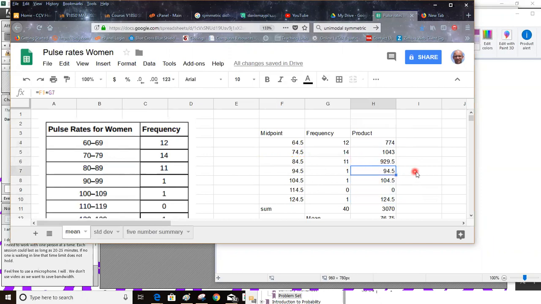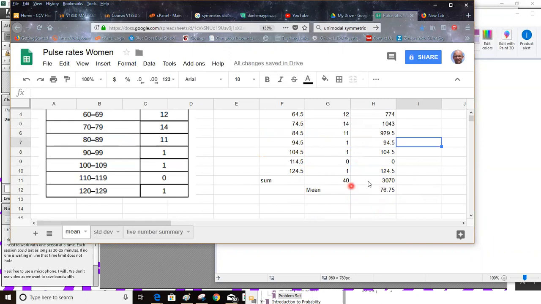Then I found the sum of the frequencies, the sum of the products, and divided that sum of the products by 40, and I got that for a mean. And most people seem to be able to do that, and that's no problem.